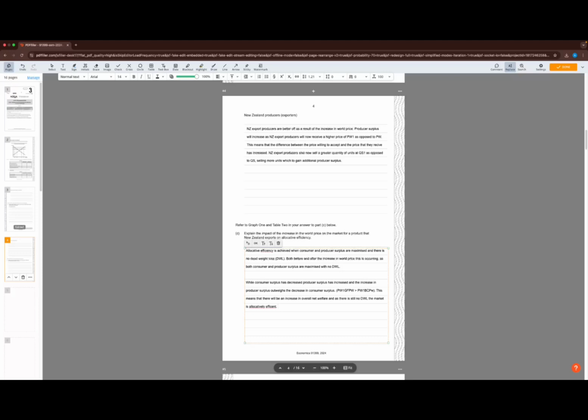Essentially, you're looking at the same thing there for a merit, just at a slightly lower level of explanation. And then for achieved, you're looking at either saying allocatively efficient is when the sum of consumer surplus and producer surplus is maximized and there's no deadweight loss, or if you said that allocative efficiency is achieved before and after the increase in world price. Okay, so one of those two things to get achieved. Alrighty, guys, so moving on to question 2 now. We'll get onto that now.